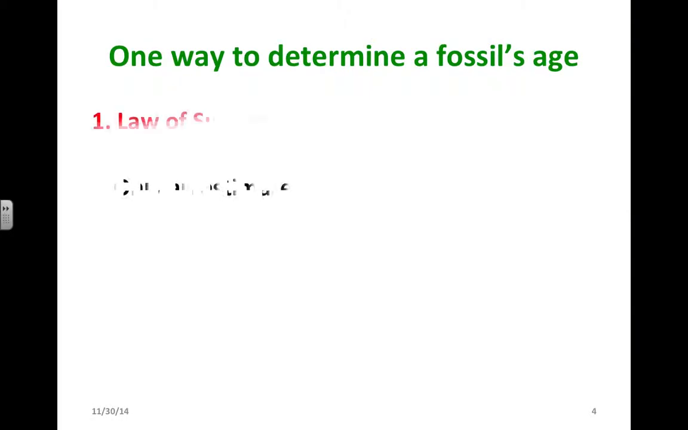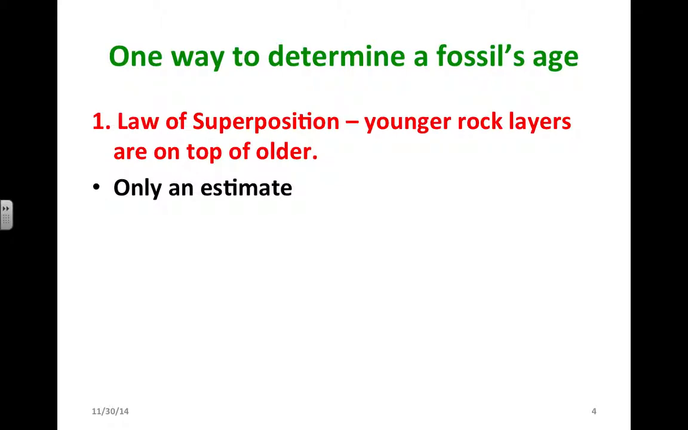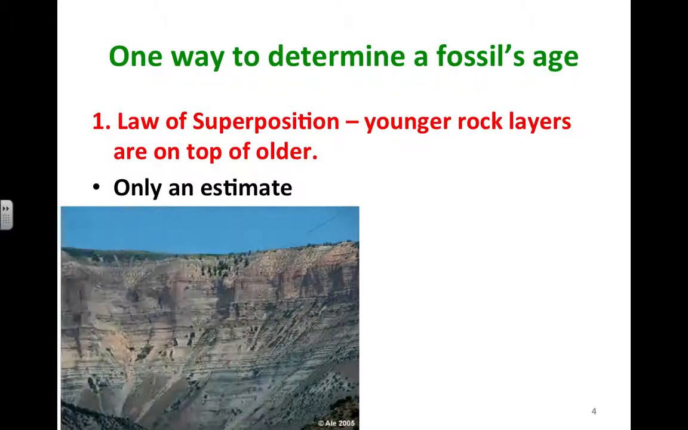One way to determine a fossil's age is something called the law of superposition. This is where younger rock layers are on top of older. Makes sense, right? The younger rocks are on top because the older ones would get buried through time. So you're also going to need to know what this is for your upcoming activity. So write this down in your journal. It is in red. Make sure it gets highlighted. Keep in mind that the idea that younger rocks are on top of older to give an estimate of a fossil's age is really only an estimate.